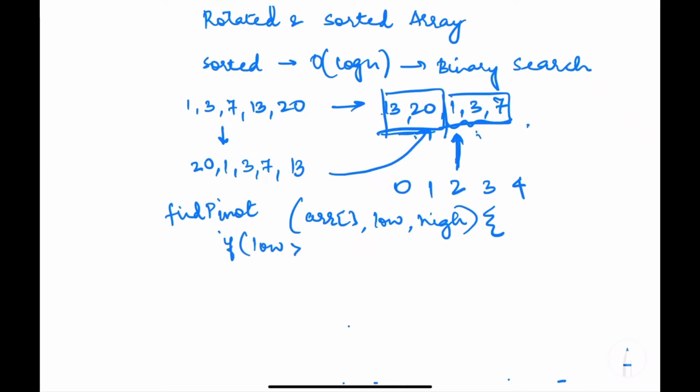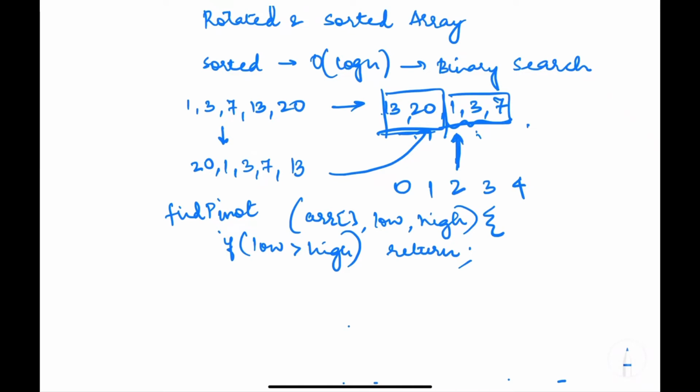We should always have a condition: if low is greater than high, then return. For any recursive function, it is very necessary to define a base condition. In this find pivot method, I am not passing the element or the key that needs to be found, because we are just finding the pivot element. Once we find the pivot element, then we can pass that key or the element to the binary search function.